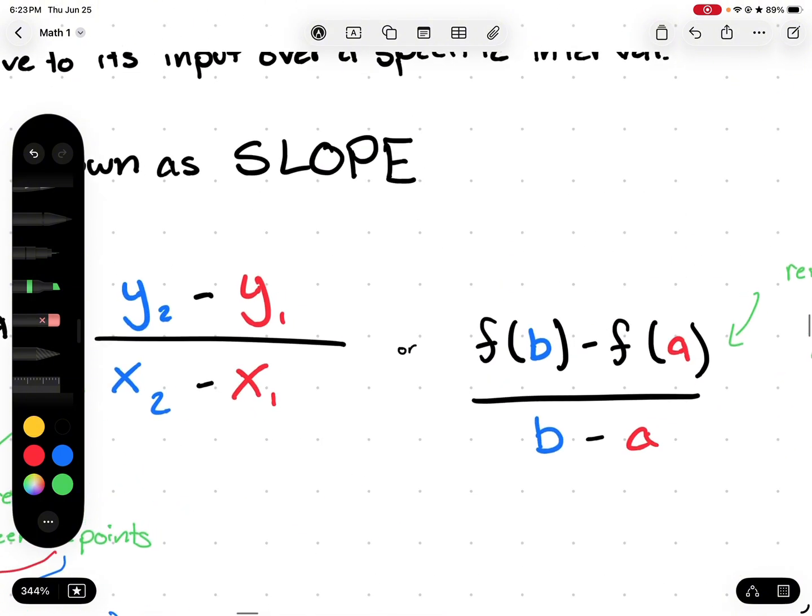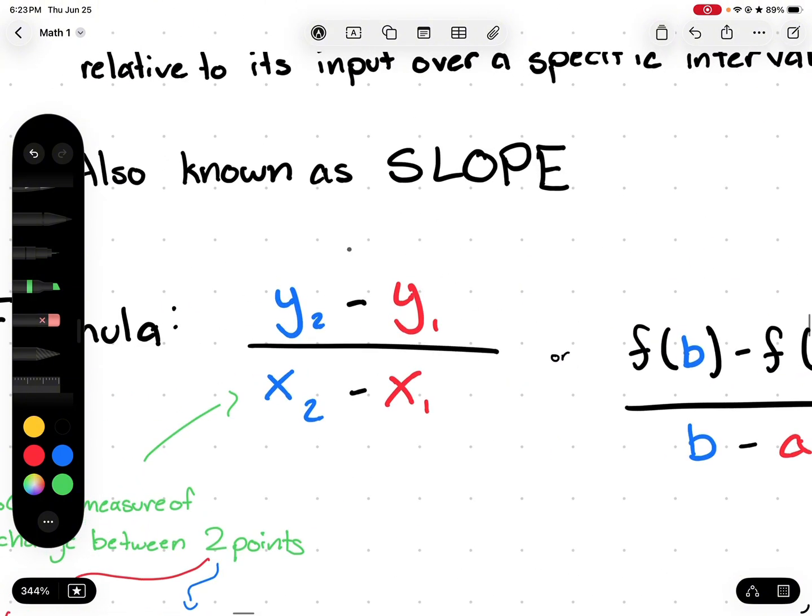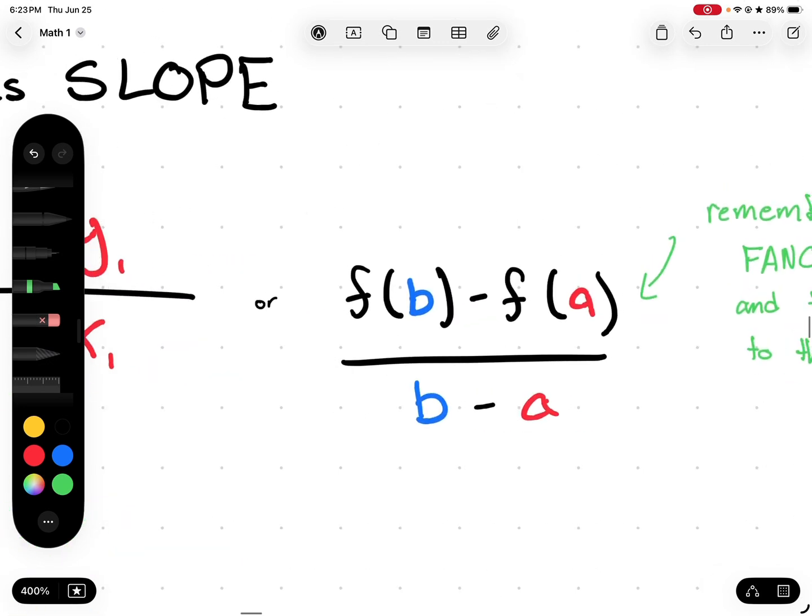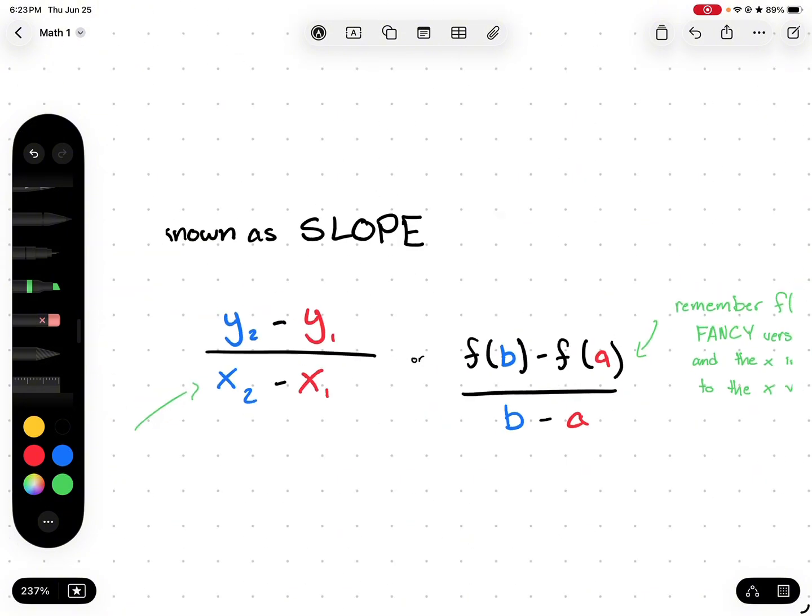You may see both of these. You're more likely going to see this, but I thought it would just be nice to include this one over here. They mean the same things. If you did not understand that, then just go to the previous video as well, because I do explain why this and that are the same. But essentially, this is our formula.